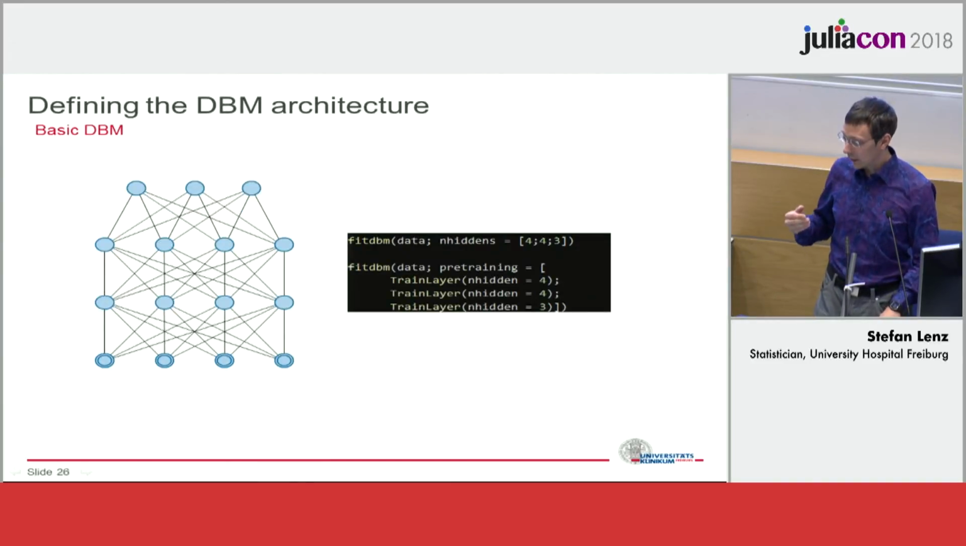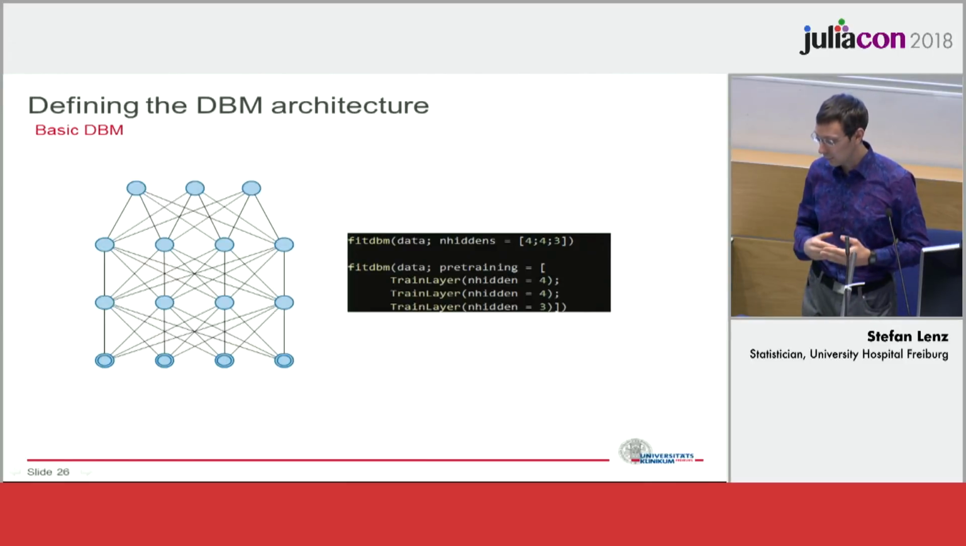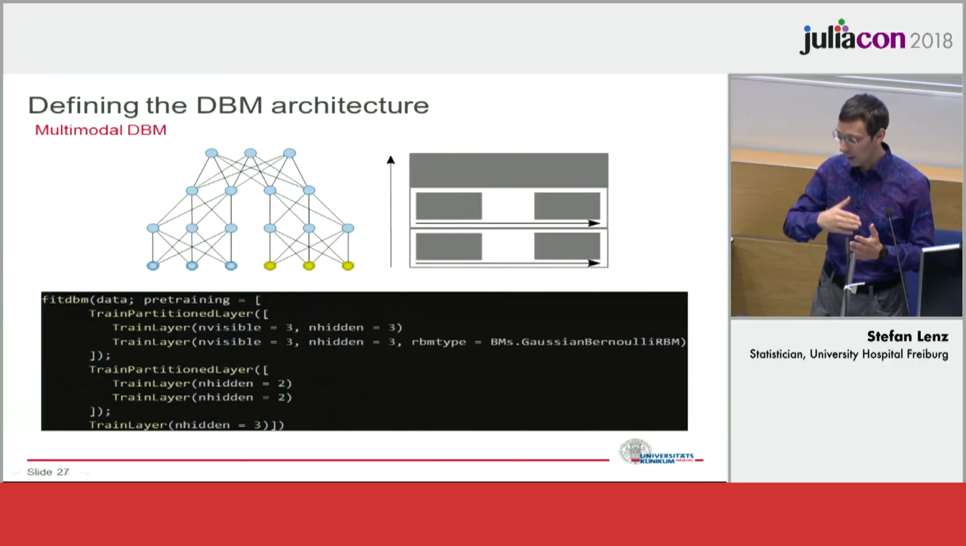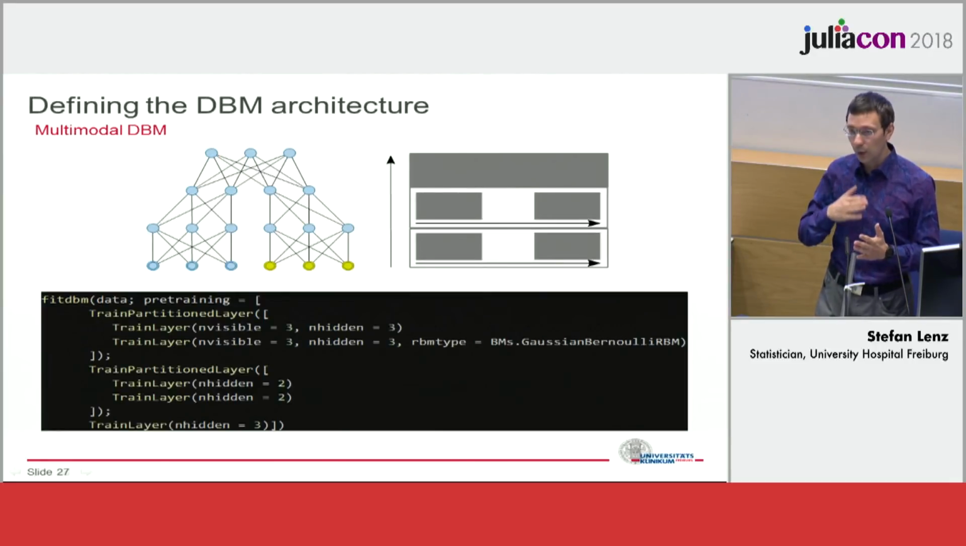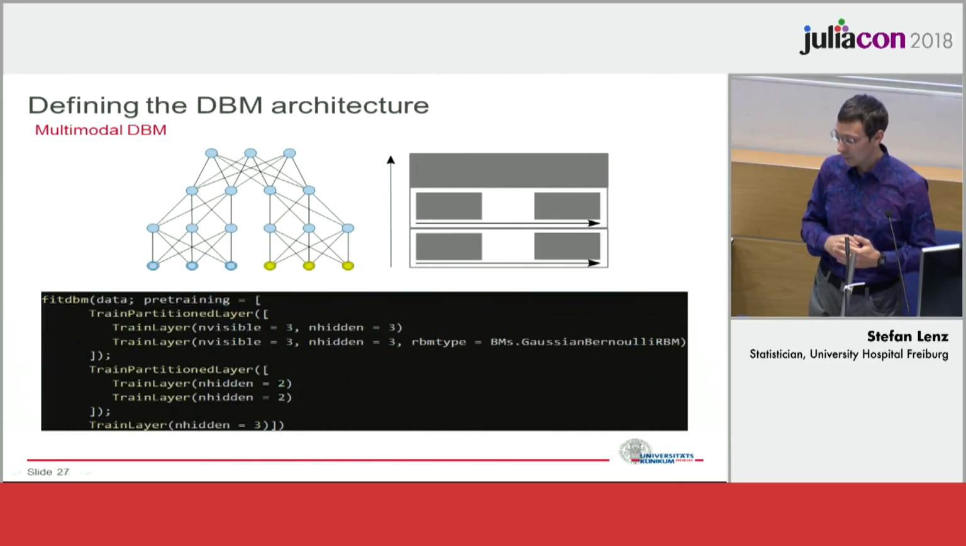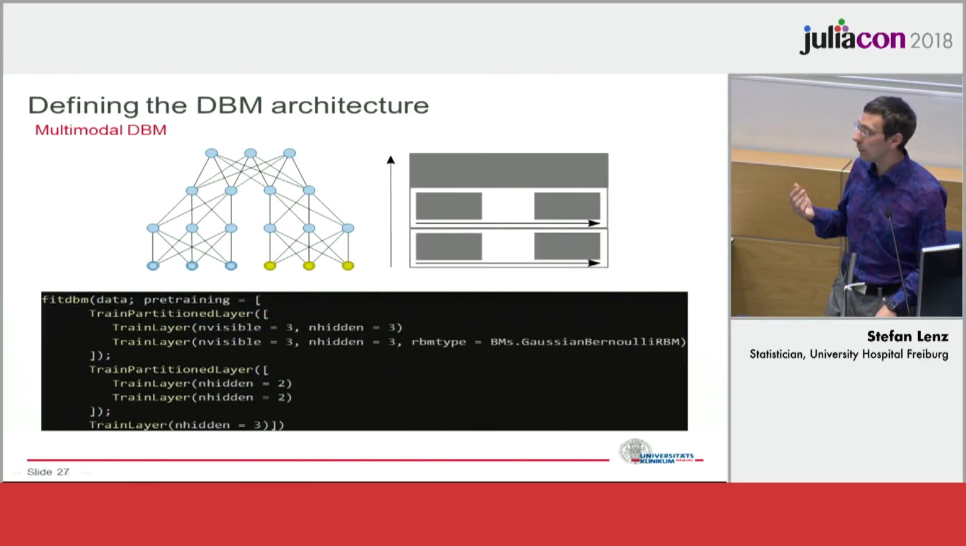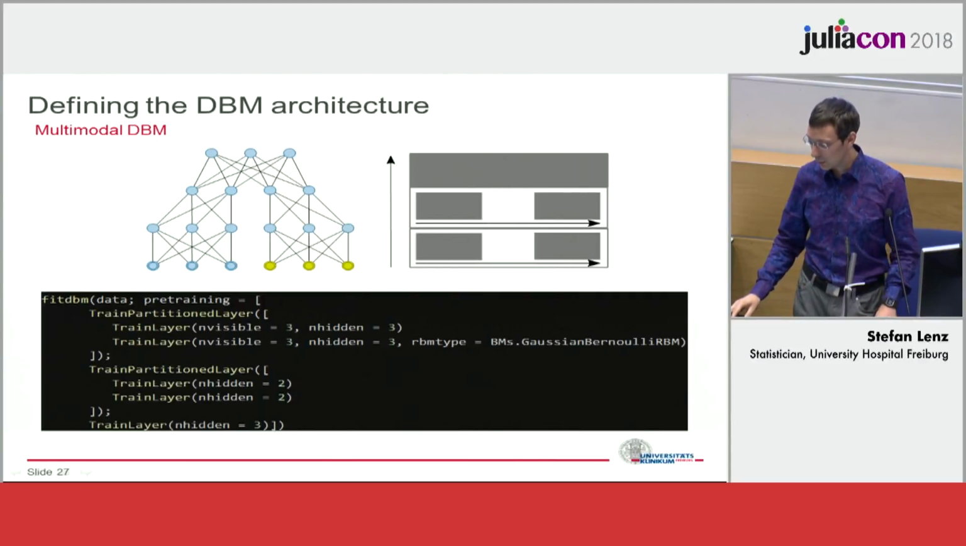How can you define these architectures now? For a basic DBM, you can specify the number of hidden units as an array, or you can specify, as we have seen before, all the parameters for each layer individually. Then, if we have partitioning, we have the same philosophy: the RBMs are the basic building blocks that are organized in an array, and the first element of the array here would be a partitioned RBM, which corresponds to a train partitioned layer argument. Here we also have to specify the visible nodes for the partitioning of the input, and here we can specify another type for modeling continuously valued variables.